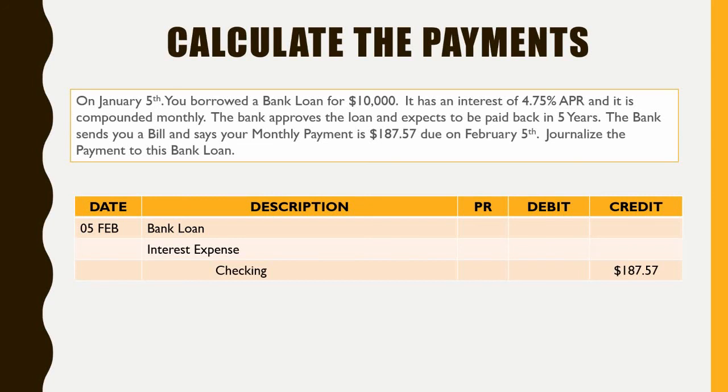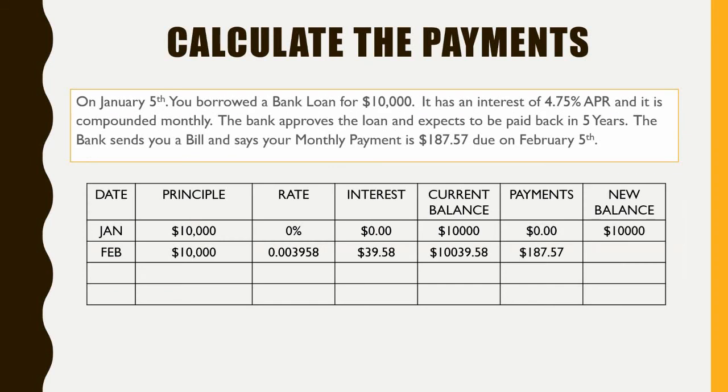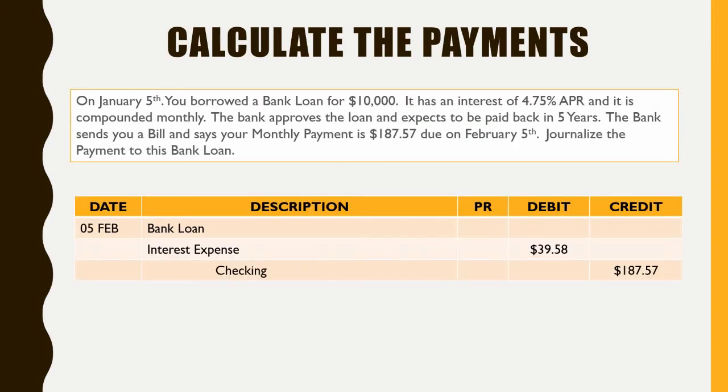$187.57. Now, we've calculated what the interest was. It was $39.58. So that's the first thing I'm going to pay, the interest first. And then whatever amount I have remaining after I pay my interest is going to go to my actual principal. So only $147.99 is actually going to the amount that I owe, my principal, or my original amount that I owed from the bank. Okay, got it.